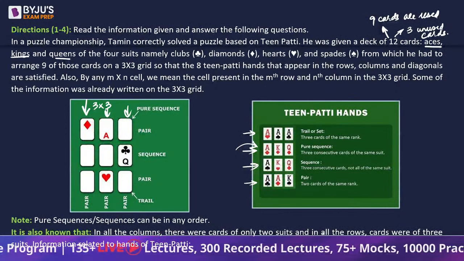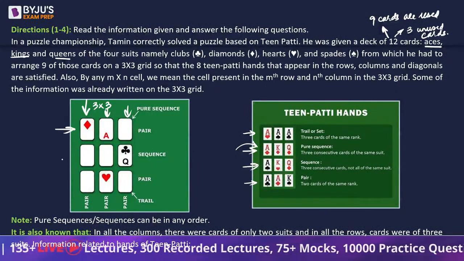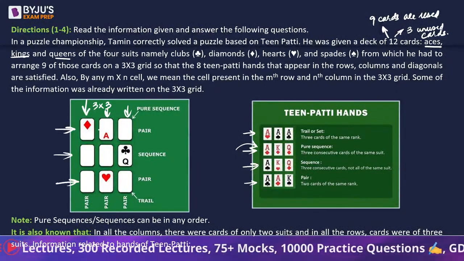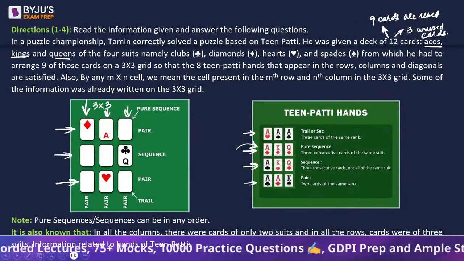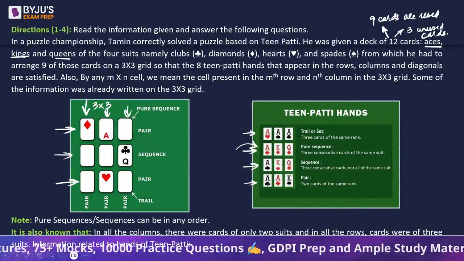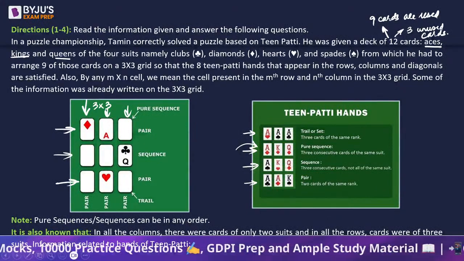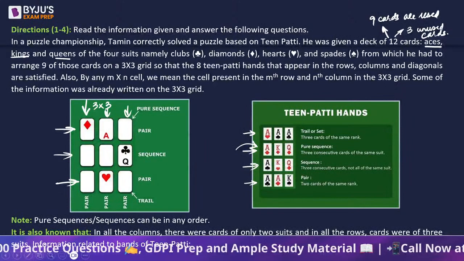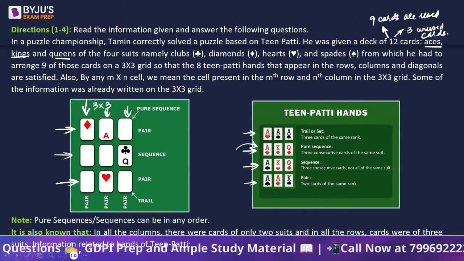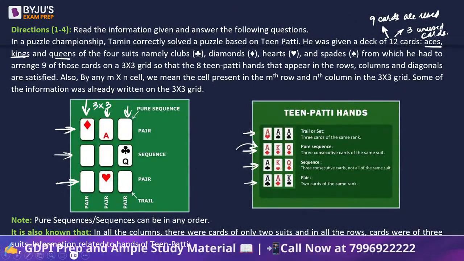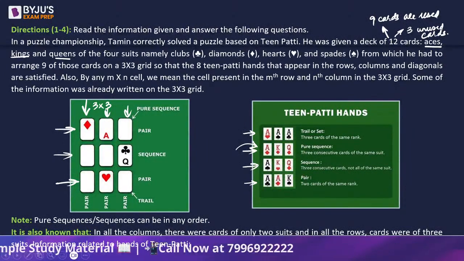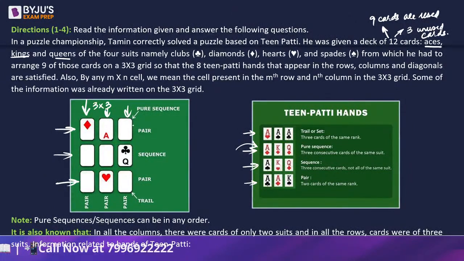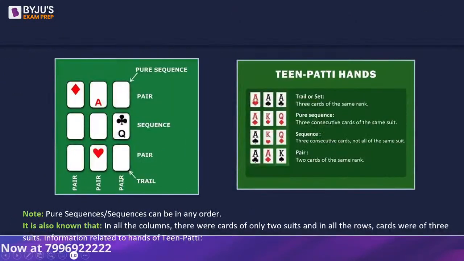And in all the rows, the cards were of 3 suits. That means if you see a diamond, then the other 2 cards are supposed to be 2 out of spades, hearts and clubs. If you look at the second row, there is already a club. That means we are supposed to have the first 2 cards in the second row as diamond, hearts or spades, and so on and so forth. So we are supposed to fill this 3x3 grid.